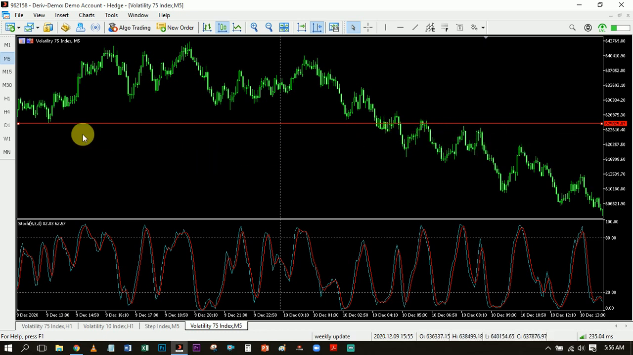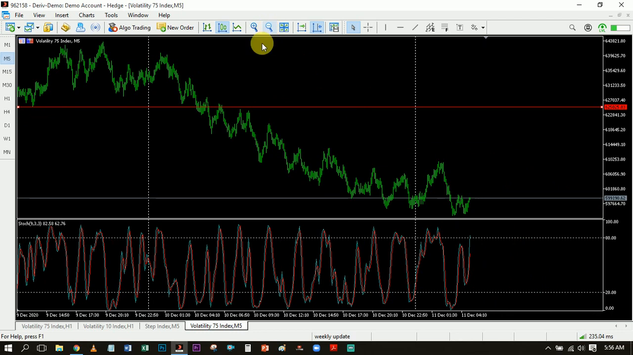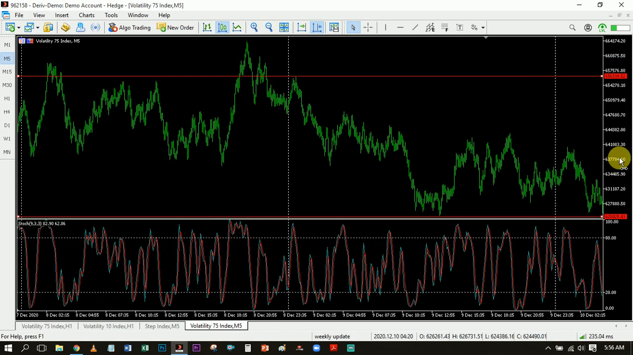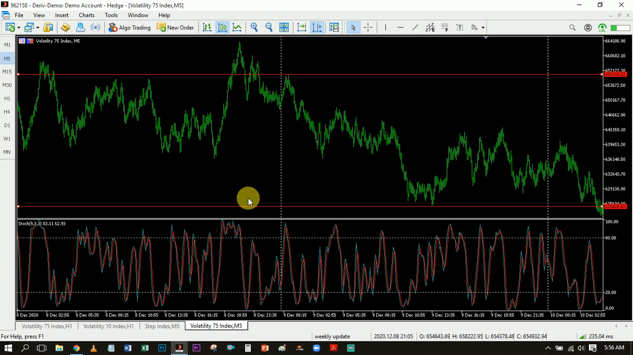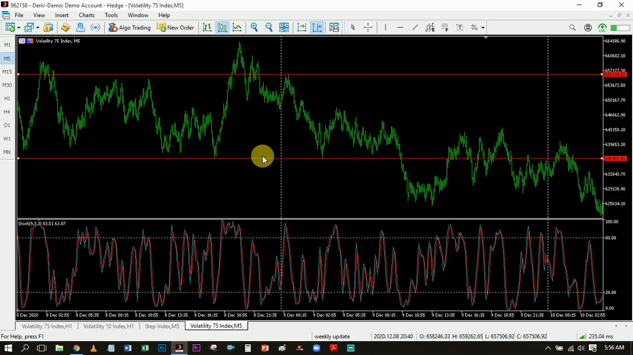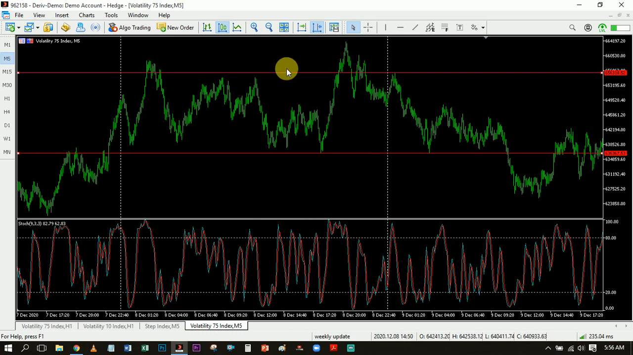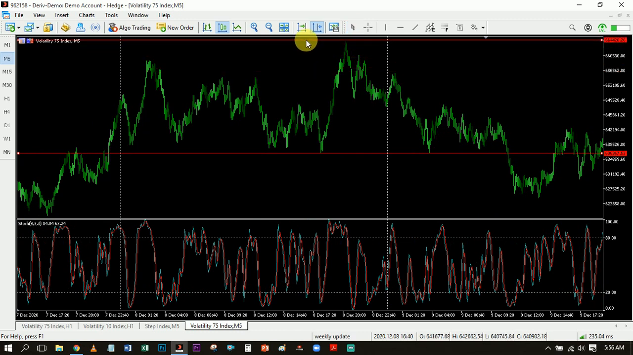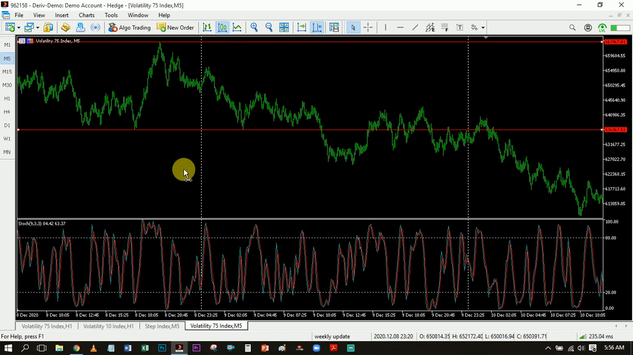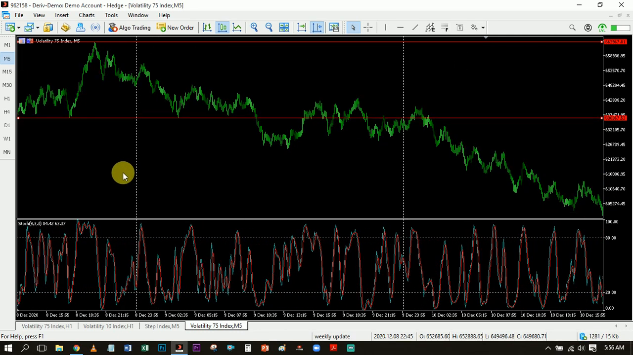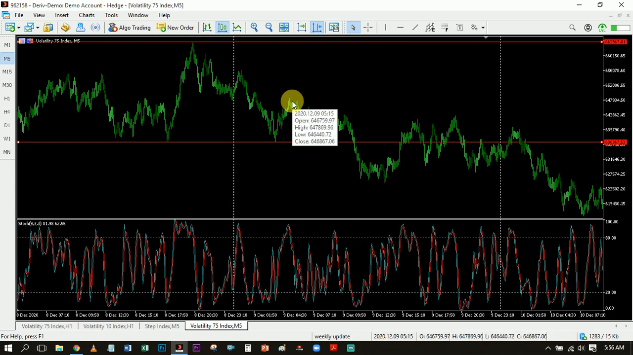Okay, let's draw for another day. Let's see what we're going to get. Okay, and this is the high. Now you can see on this day the price touched this level and bounced up.